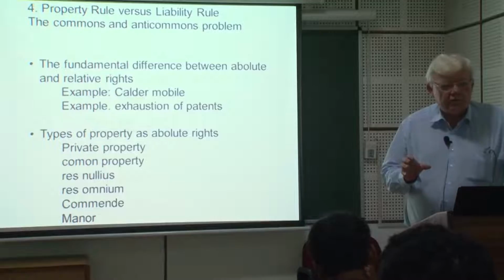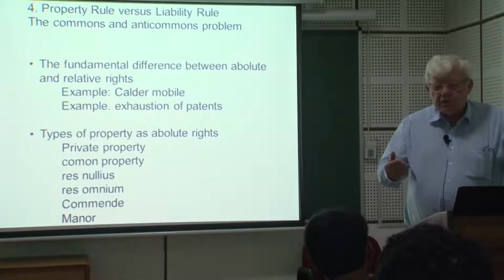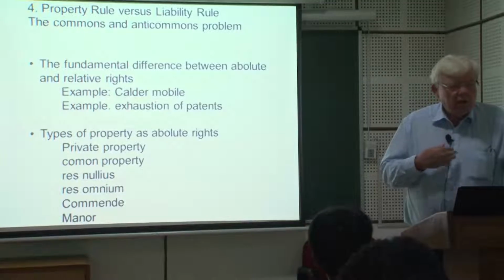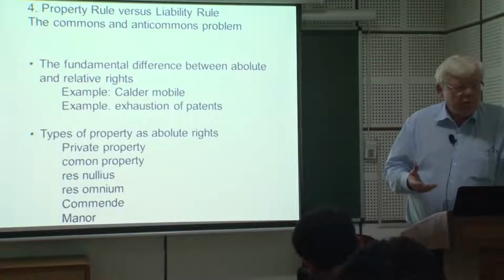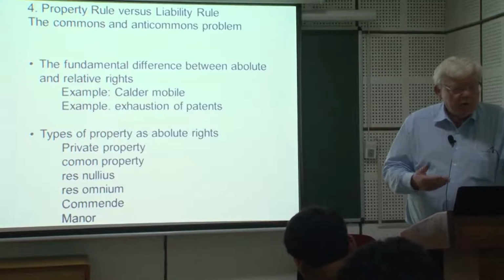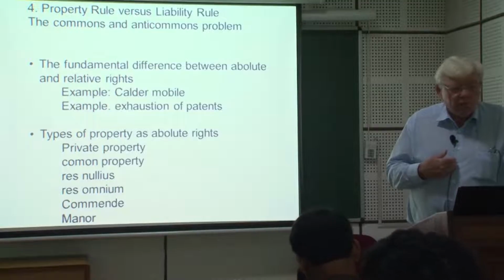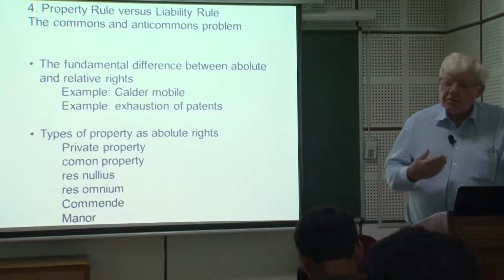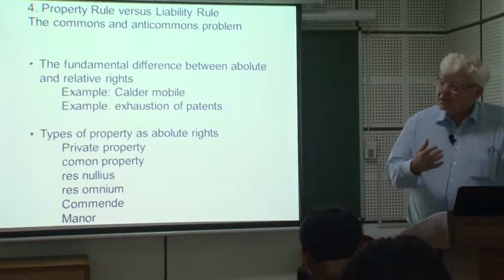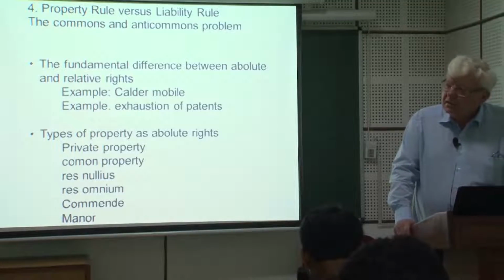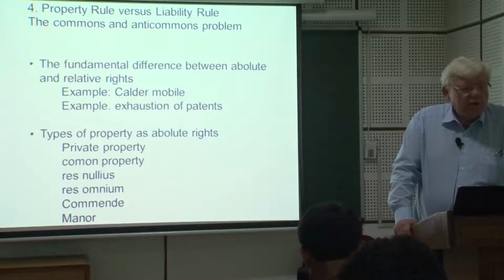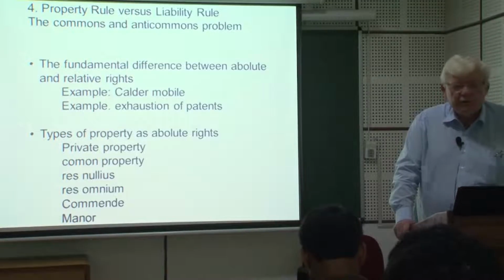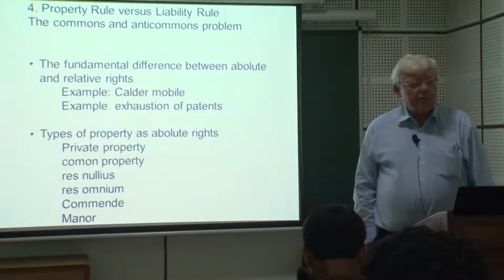Whereas a relative right is a right which, for instance, comes from a contract. So if we have a contract and I do not perform my specific performance, then you have a right against me. But do you have a right against others? If I sell you something, for instance, and then do not deliver, then you can take action against me, but not against anybody else, right? So that is the difference between a relative and an absolute right.